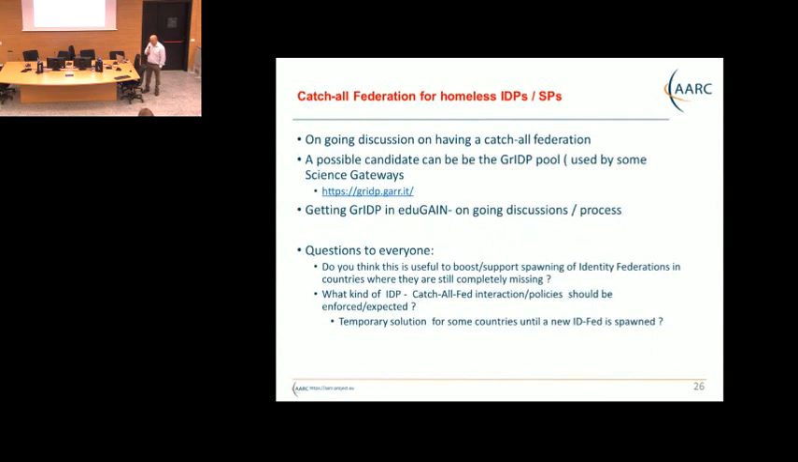Yeah, so I'm not into the Edugain technical aspects, but what kind of IDP catch-all federation policies should be enforced, expected? Could this be a temporary solution we provide to someone for some limited amount of time, saying, guys, you had 2 years, either you spawn your federation now or you're out? I don't know.